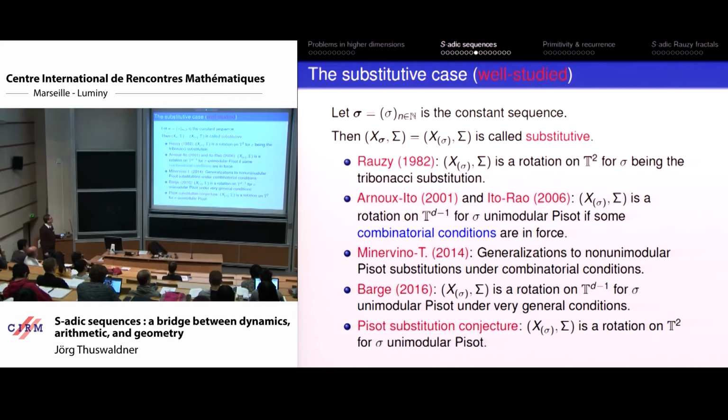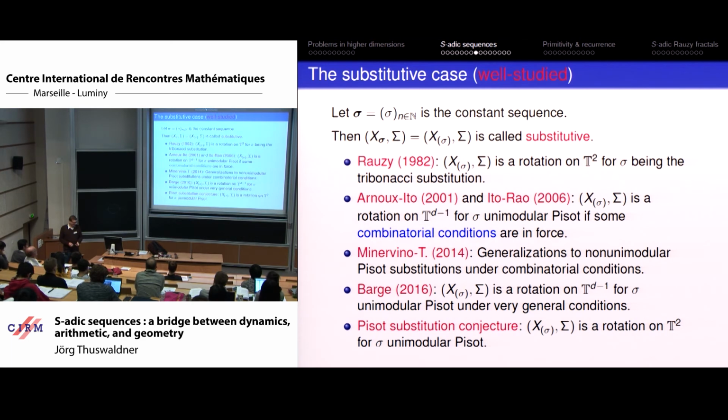This was considerably generalized by Arnoux. So this list is not exhaustive, I just put some highlights here. There is a generalization of this by Arnoux and Ito, as well as by Ito and Rao. So they showed that a substitutive system is conjugate to a rotation if sigma is a unimodular Pisot substitution, and if on top of that some combinatorial conditions, some kind of coincidence conditions, are in force.